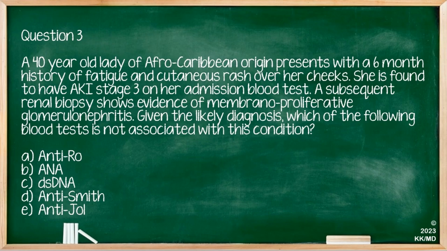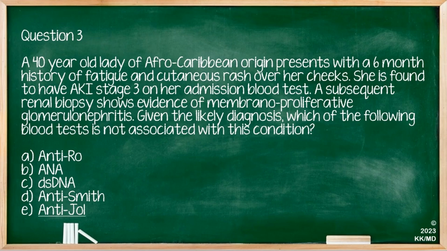So in here, you've got a young lady of Afro-Caribbean origin who's coming in with fatigue and a cutaneous rash over her cheeks, so suggestive of the classic butterfly rash. She has got renal involvement in the form of an AKI, and she has had a kidney biopsy that has shown the commonest type of lupus nephritis. So if you remember from our video on systemic lupus erythematosus, all of these antibodies, other than one of them, are associated with systemic lupus. And the one that is not associated is going to be option E, or anti-Jo1.